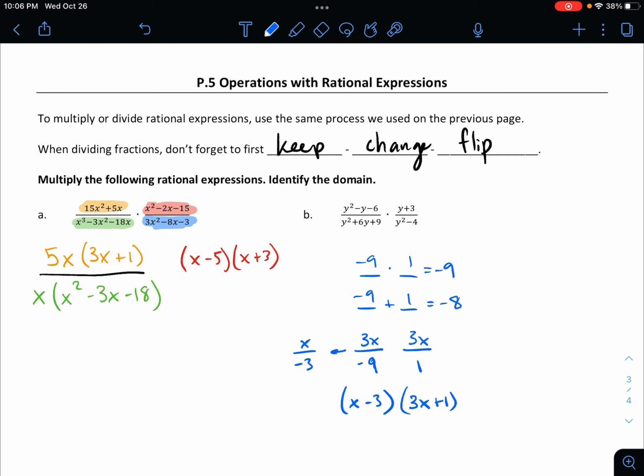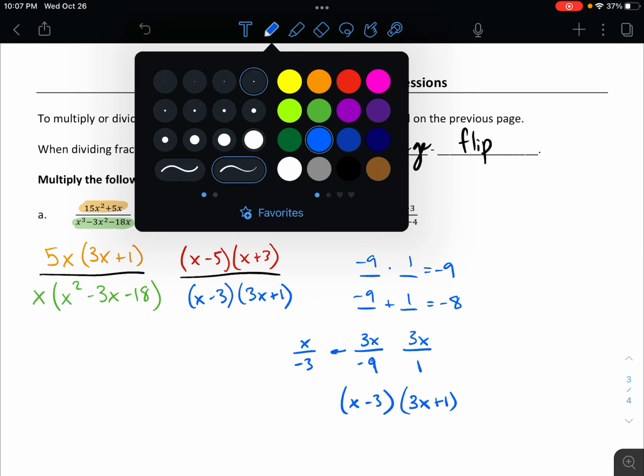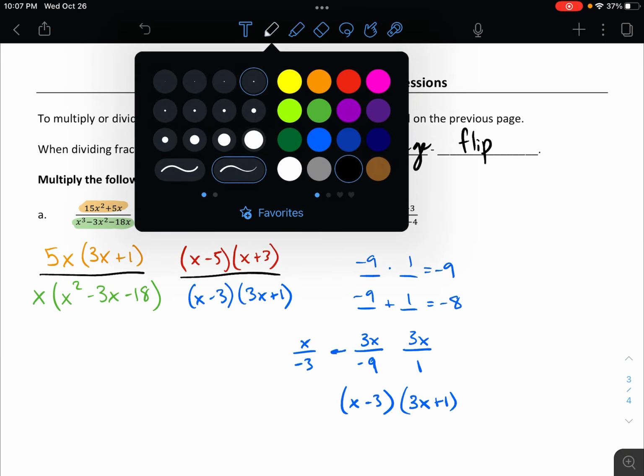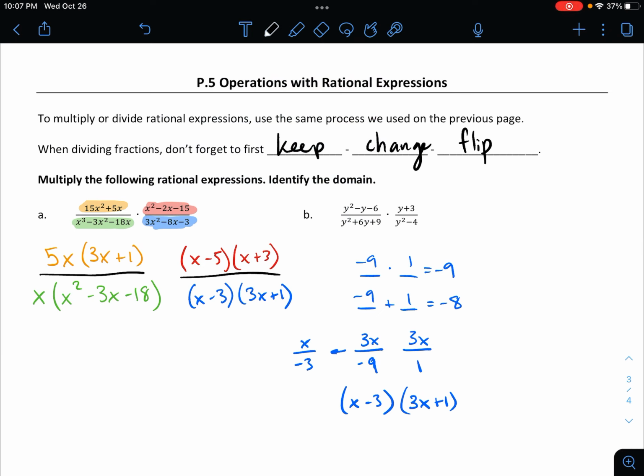So in the denominator here, we're going to write x minus 3 and 3x plus 1. We do still have to take care of this denominator right here and make sure that that is simplified. And so when I simplify this, we have another trinomial. I'm going to rewrite all of this. 5x times 3x plus 1.